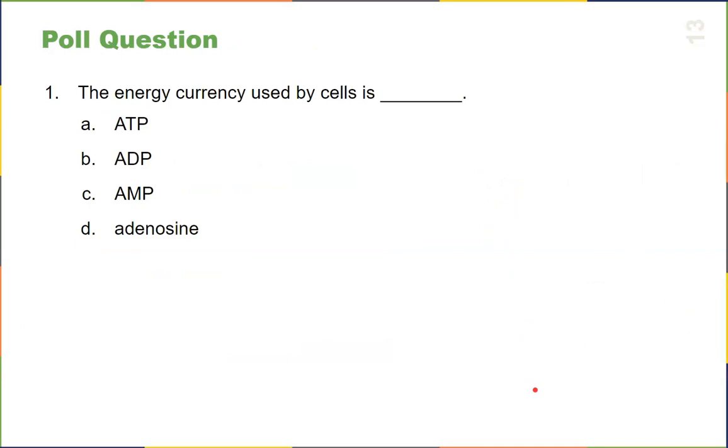Okay, so the energy currency used by cells is which of the following? Hopefully you said ATP, which is A. So that's our high energy form.